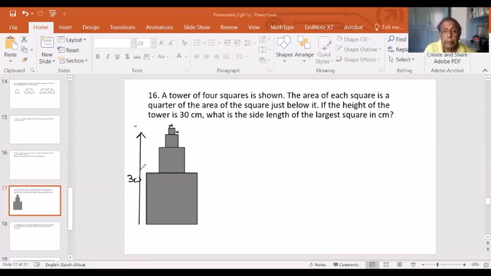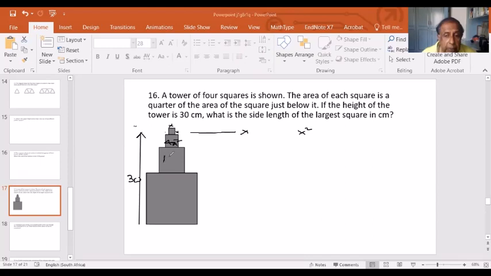All right. Now, this side is x. The area is x squared. Area per square is side times side. So that is x squared. Now it says that each one is a quarter of the previous one. So for this to be x squared, this will have to be 4x squared. Then you will get that area is a quarter of this.